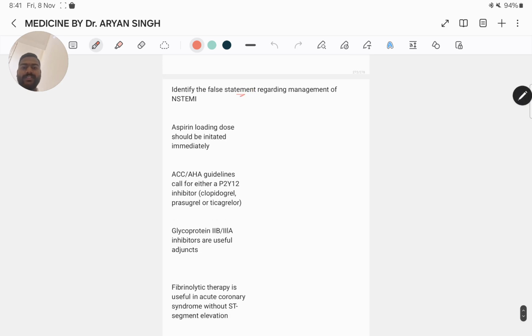Identify the false statement regarding management of NSTEMI. Aspirin loading dose should be initiated immediately. Yes, that is right. ACC/AHA guidelines call for a P2Y12 inhibitor: clopidogrel, prasugrel, or ticagrelor. True. Glycoprotein IIb/IIIa inhibitors are useful; fibrinolytic therapy is useful in acute coronary syndrome without ST segment elevation.